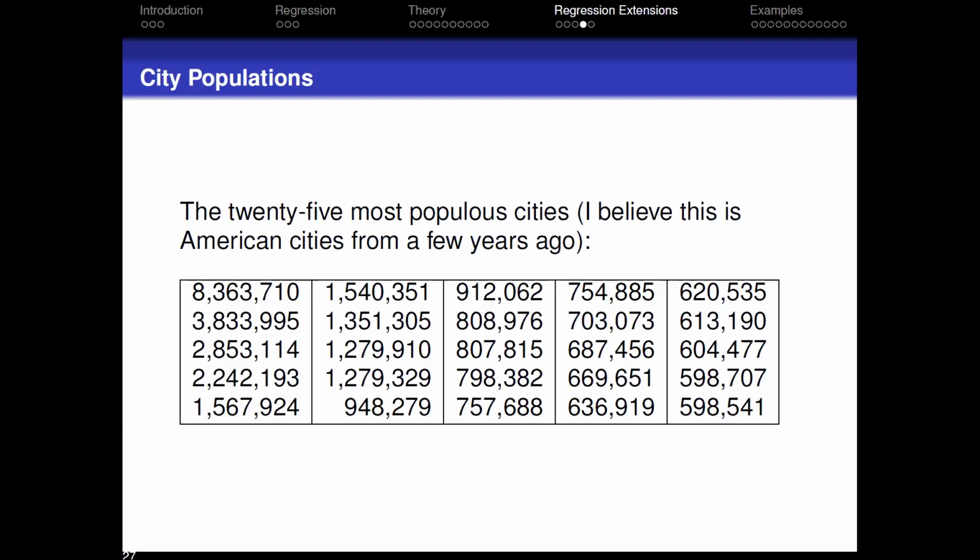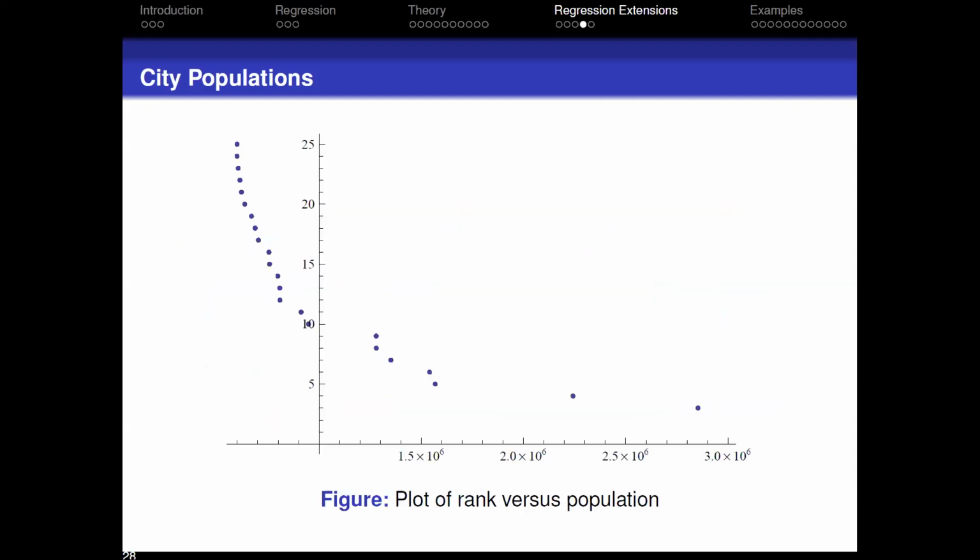Here are 25 of the most populous cities from several years ago. I grabbed them somewhere from the web. And again, you've got to be very careful as to what is the definition of a city. Are you doing cities, metropolitan regions? And here's a plot of the rank of the city, is it the most populous, second most populous, et cetera, versus the population? Can anybody look at this and tell me the form of this, or the best fit curve that goes through this?